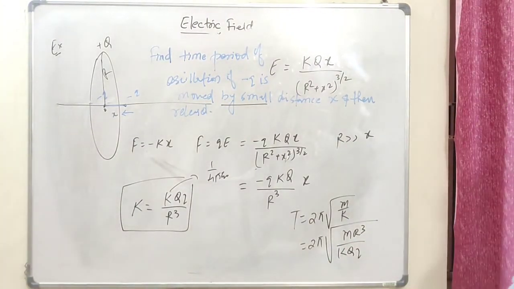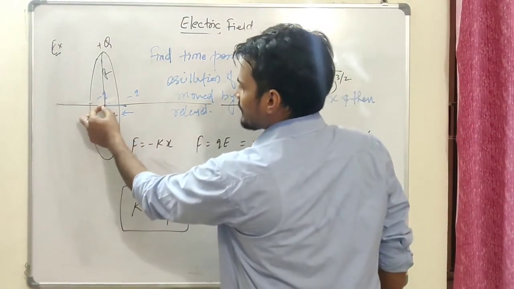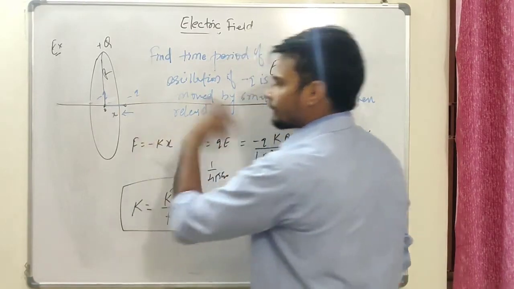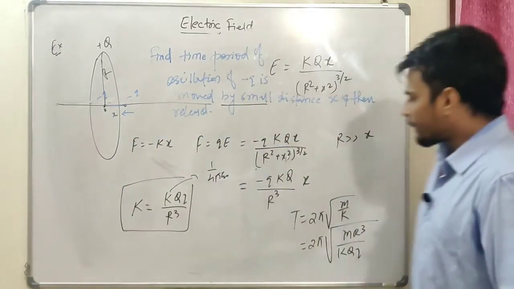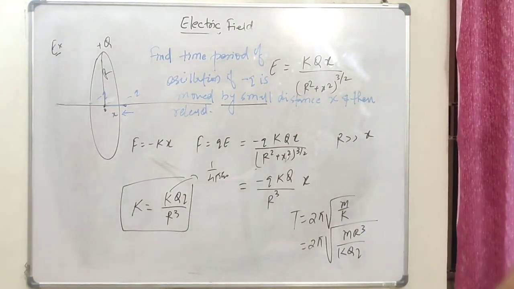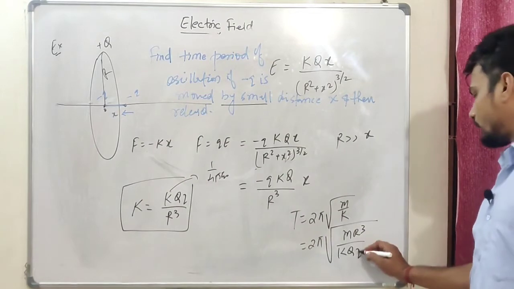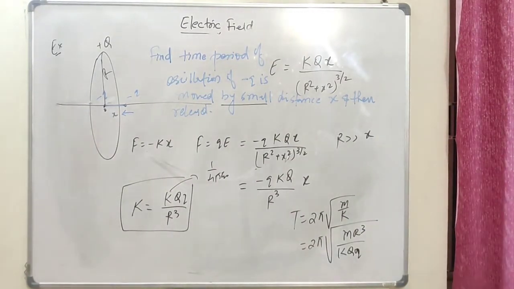Happy, guys? So this is the time period if I leave a small charge negative q, shifted by a small distance x, and then release it. It's going to get into SHM with the time period equal to 2 pi root of m r cube over k Q q. Okay, this is small q, not 2. Fair enough? Now let me tell you something more about this.